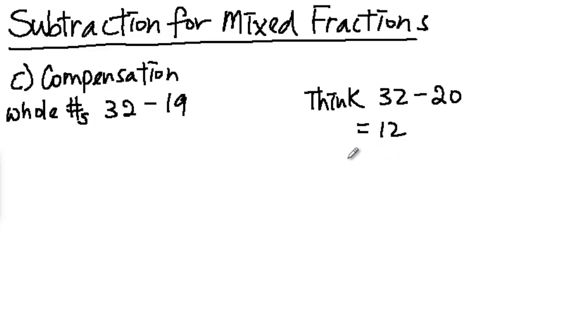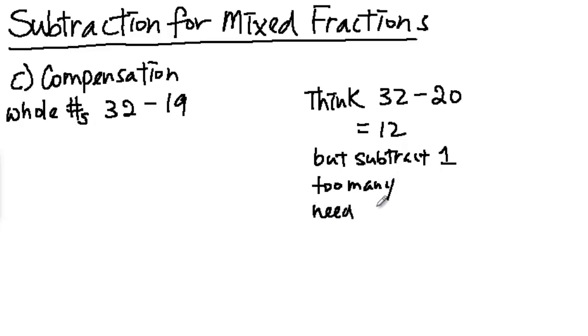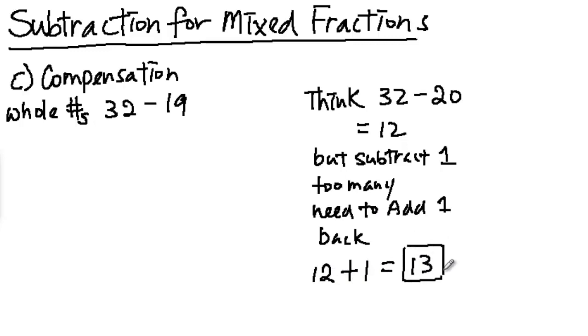So you subtract one too many, right? You subtracted one too many, which means you will need to add one back. And if you use 12 plus 1, that's going to be 13. And 13 is your answer.